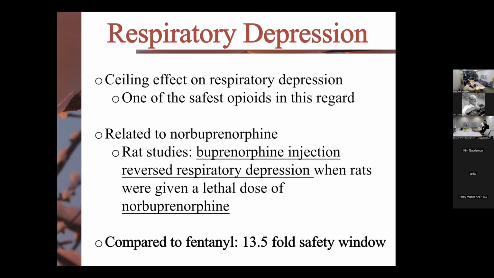Interestingly, this is more of an interesting fact: it's that norbuprenorphine that they think contributes to more of that ceiling effect. In one rat model, they injected a lethal dose of norbuprenorphine into the rats, and then they counteracted it by injecting regular buprenorphine, and they found that they could reverse the respiratory depression by giving unmetabolized buprenorphine. Just an interesting fact. When we look at fentanyl, there's a 13.5-fold safety window when it comes to that respiratory depression. So much safer in that regard.